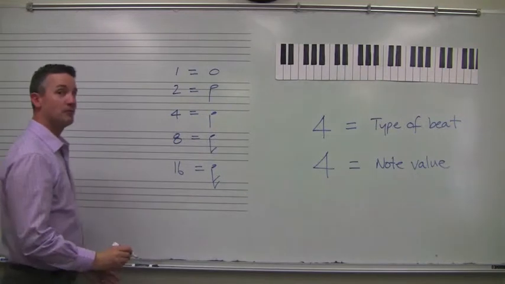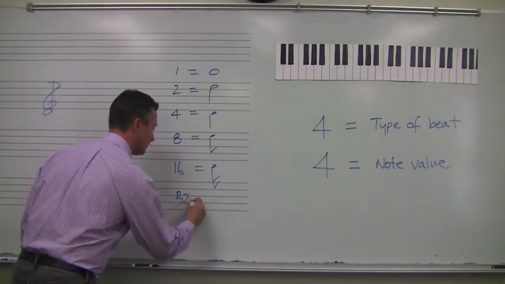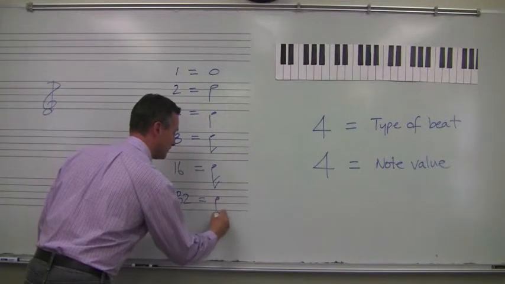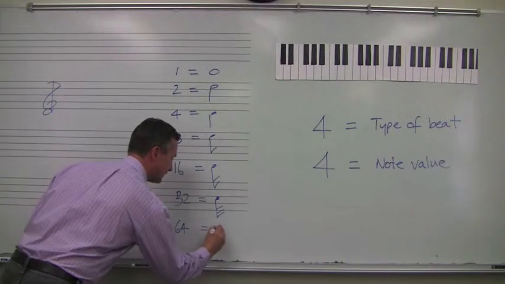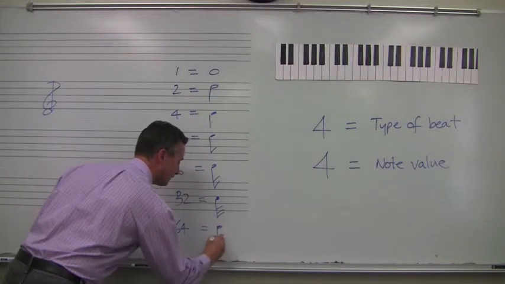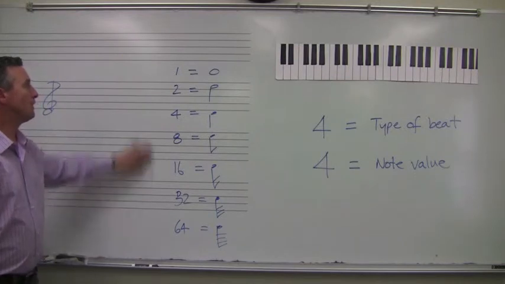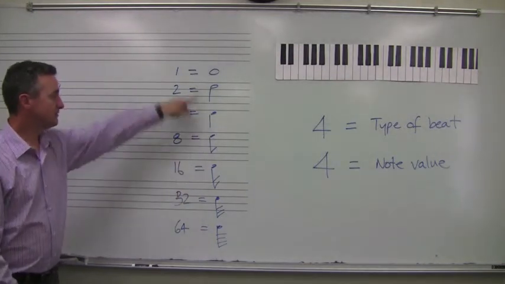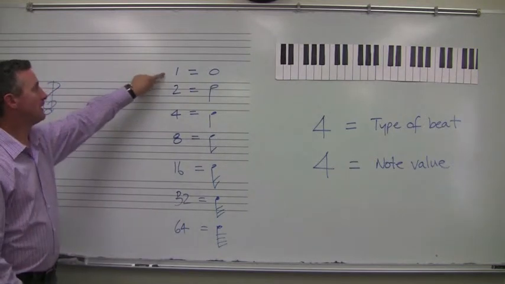And at this point, I hope you're getting the idea. A 32 equals a 32nd note. And a 64 equals a 64th note. All of those note values, these note divisions, these note values here, if you will, are represented by these numbers.